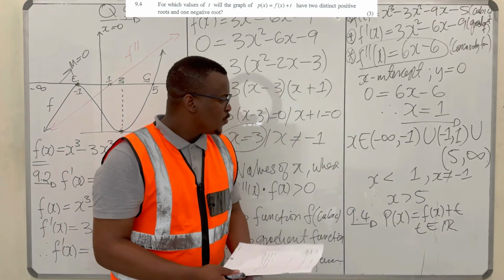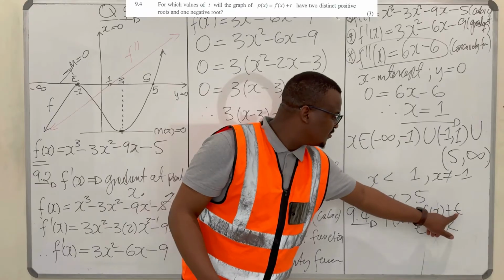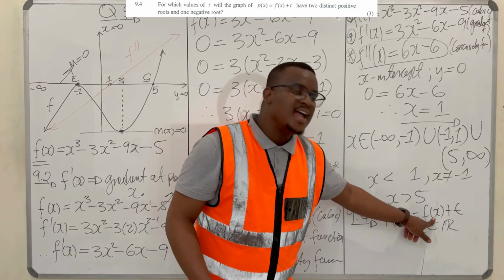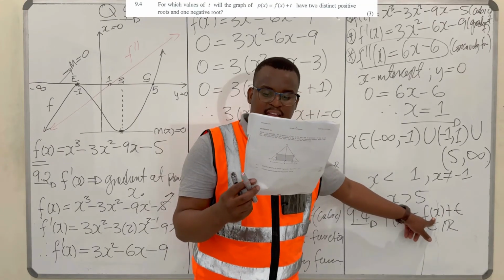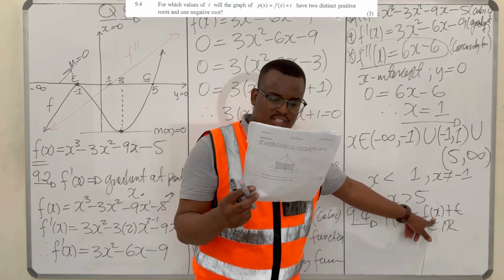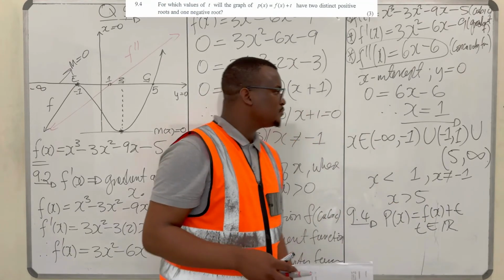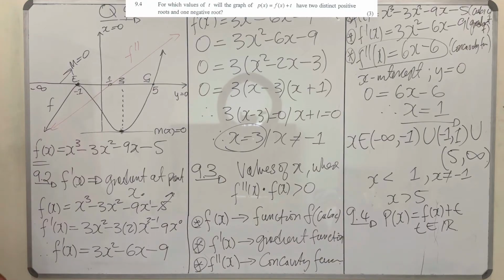So they're asking, what should the value of t be? What value must they add to f of x such that f of x have 2 distinct positive roots, right? And 1 negative root. So let's look at f of x now.